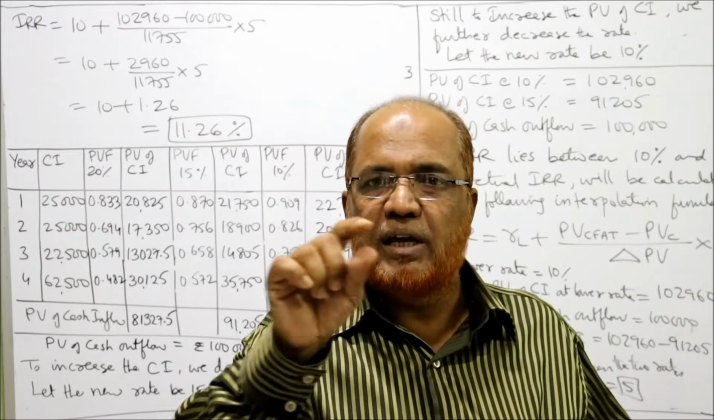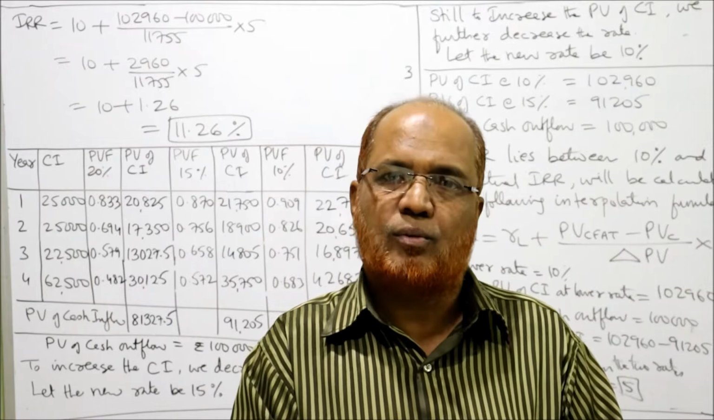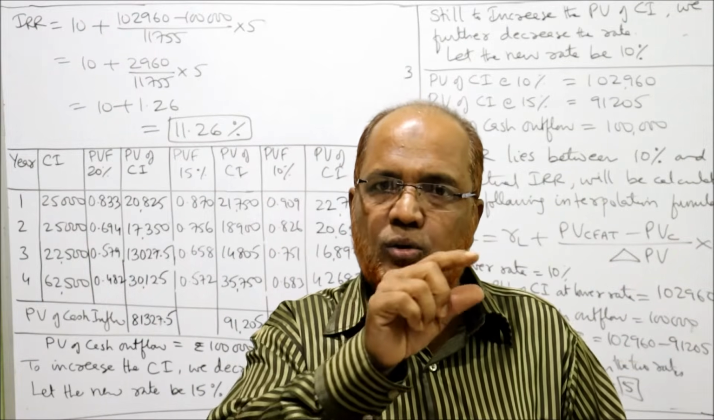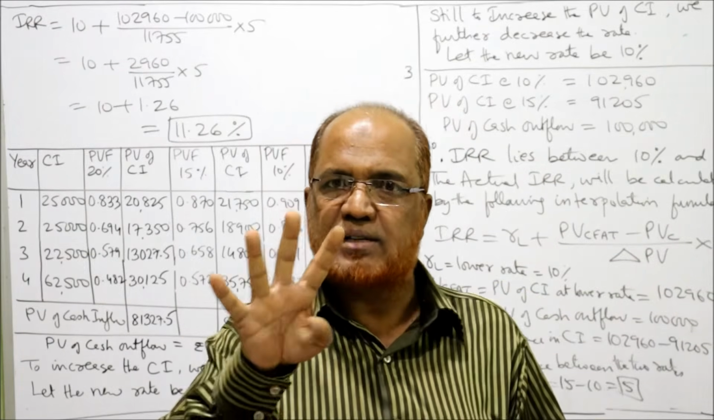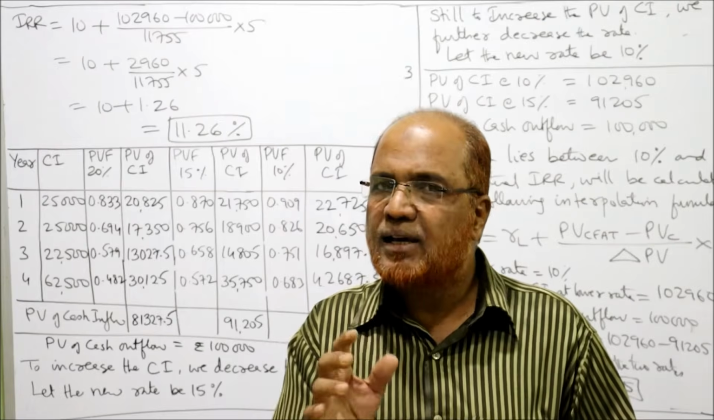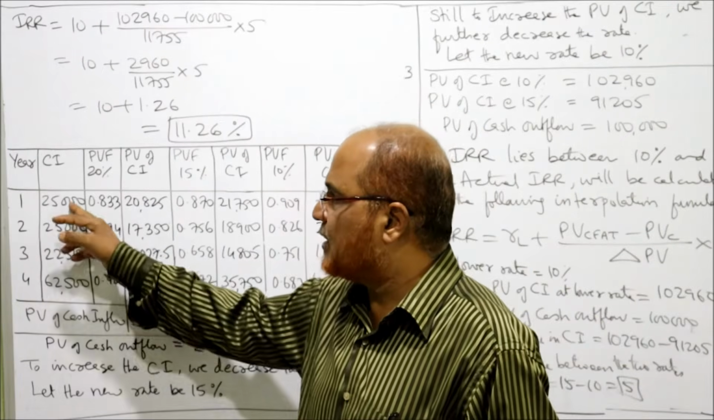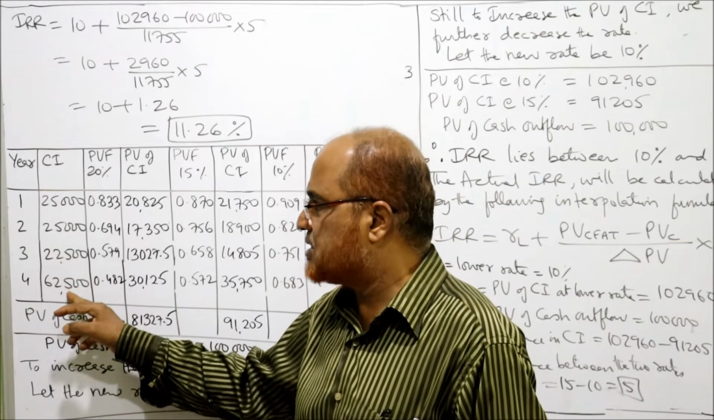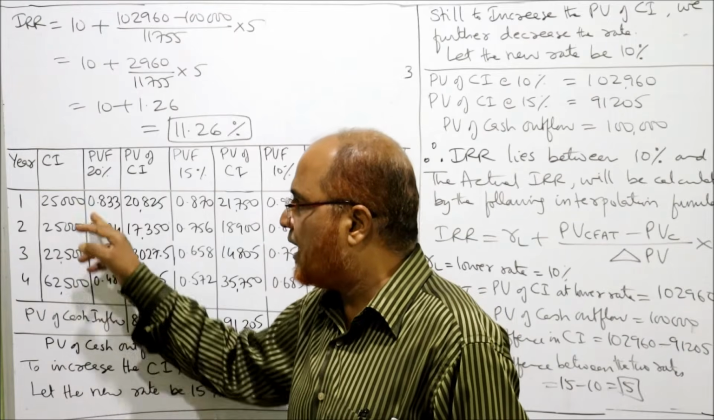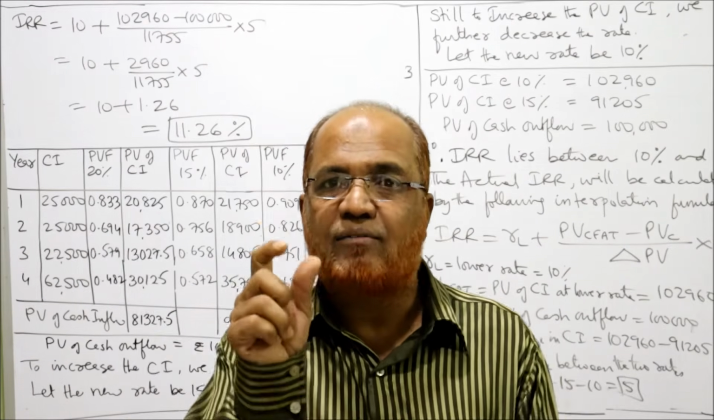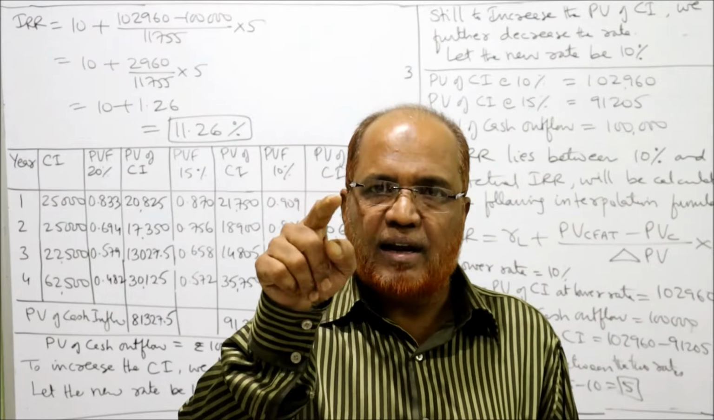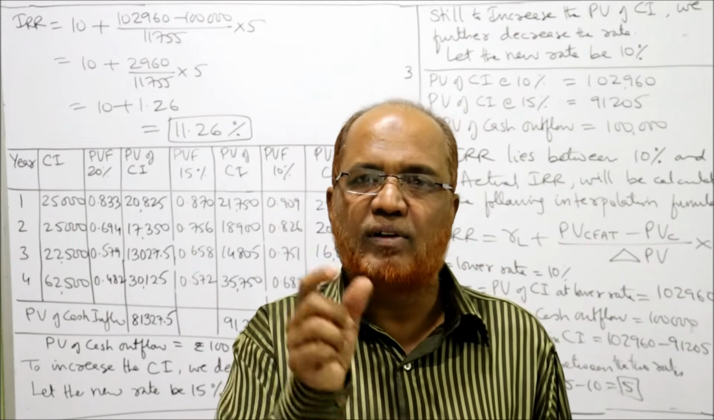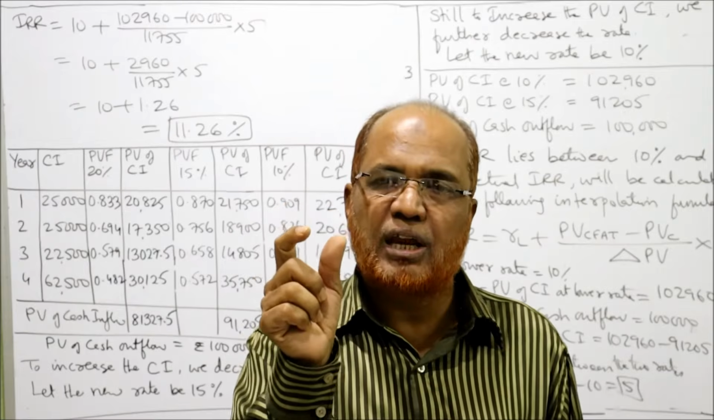Fake PBP is equal to initial investment divided by average cash inflow. Average cash inflow means total cash inflows divided by number of years. In our problem, 4 years is given. The cash inflows for the 4 years were 25,000, 25,000, 22,500, 62,500. Adding them all and dividing by 4 gives the average cash inflow. The initial investment is 1 lakh, so 1 lakh divided by average cash inflow will give the fake PBP, the imaginary PBP.